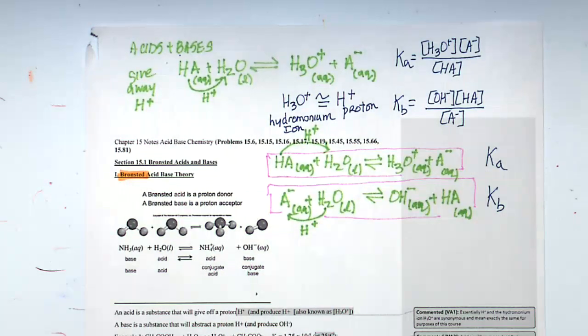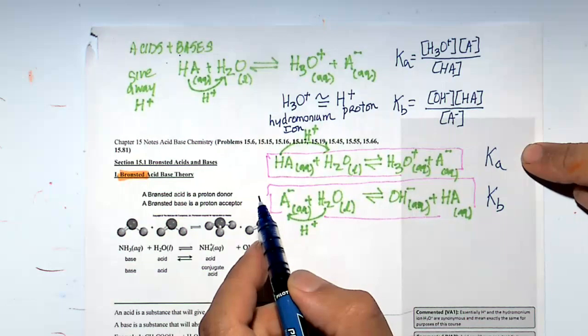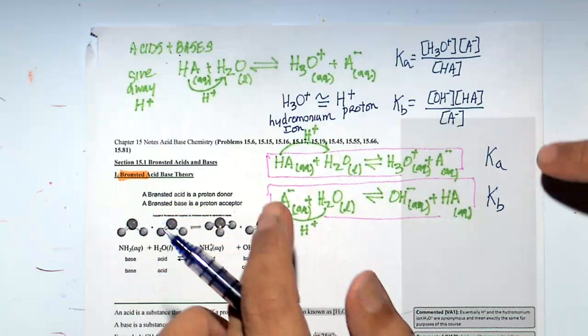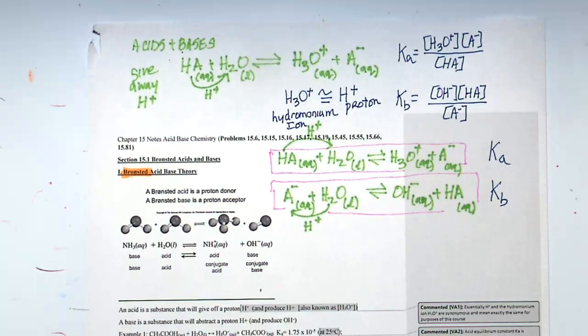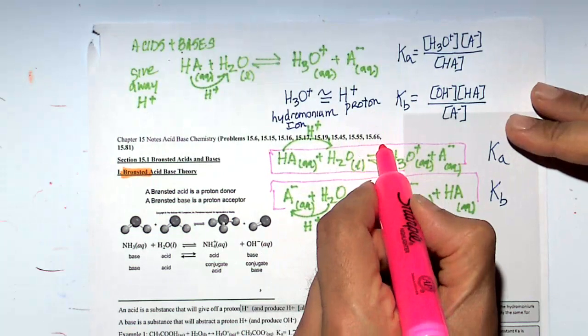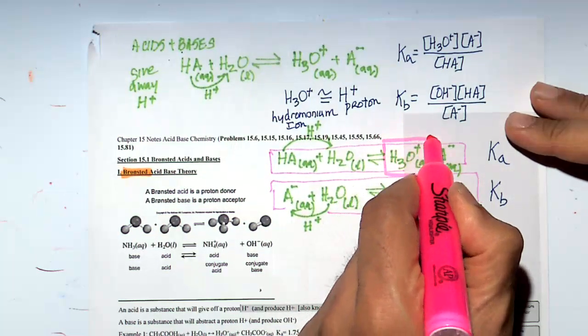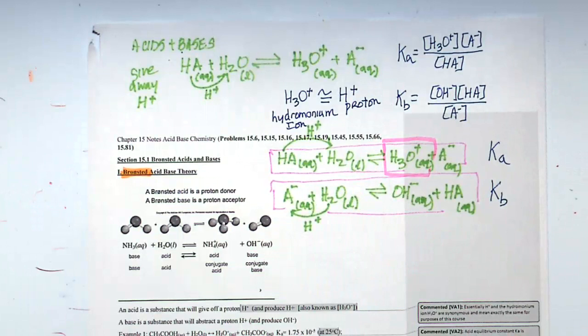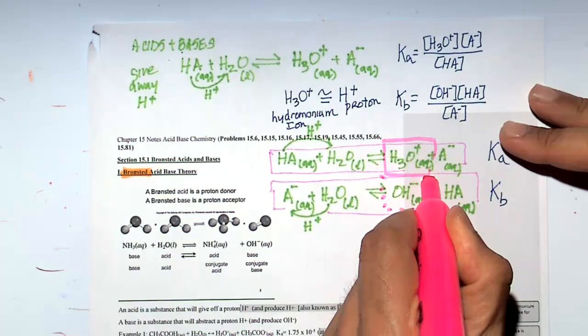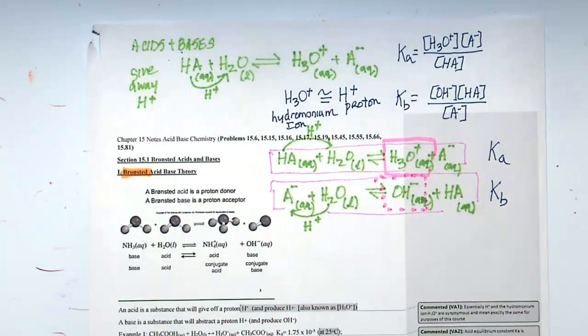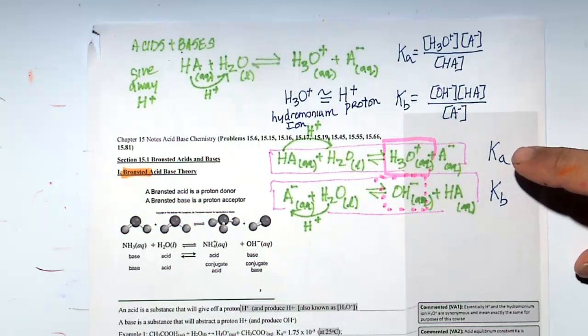I want you guys to memorize the generic. We'll get into specific chemicals later. Both of these are equilibriums. All right, so here we have the Ka for this acid. Here we have the Kb for this base. I want to also tell you guys that acids give rise to H3O+. Bases give rise to OH-. I want you guys to know those equations.